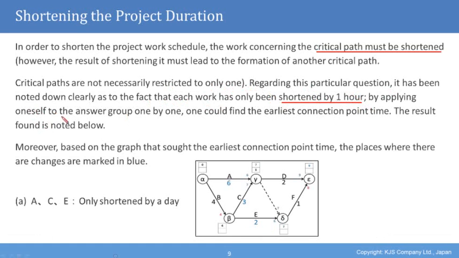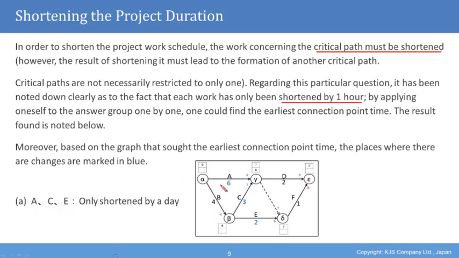By applying oneself to the answer group one by one, one can find the earliest connection point time. The result found is noted below. Moreover, based on the graph that sought the earliest connection point time, the places where there are changes are marked in blue. So let us go through all of the answers that we had and see which is the most suitable. First of all, option A, which was A, C, and E.